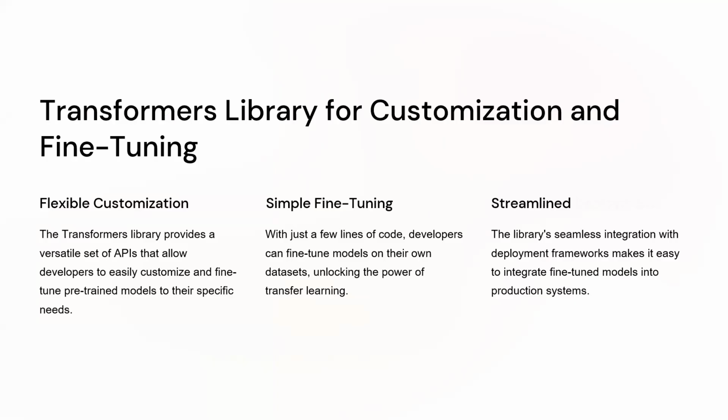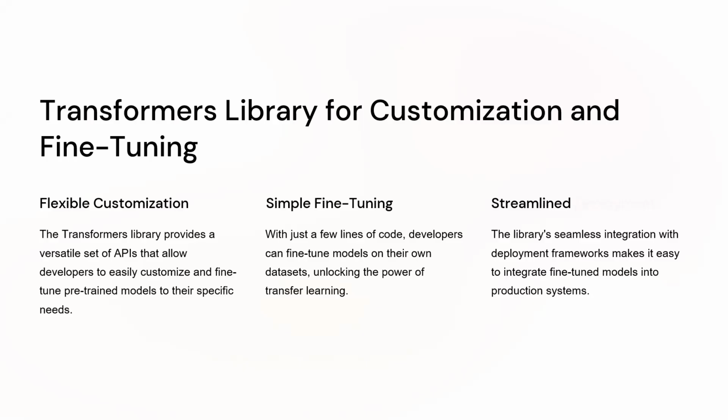Under this, the transformers library allows developers to easily adjust existing models. For example, they can change how the model learns from the data and adapts to it, so it works better for a specific application. Simple fine tuning: with just a few lines of code, a developer can fine tune models on their own dataset, unlocking the power of transfer learning.